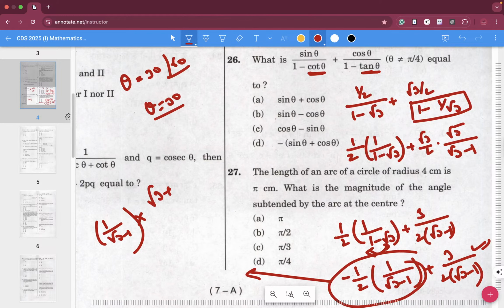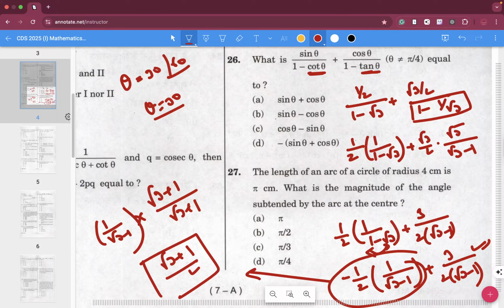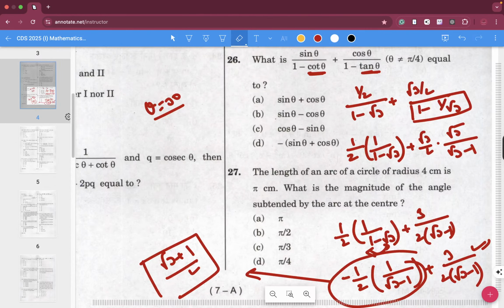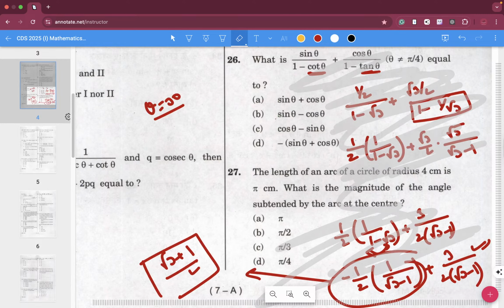Now if you do factorization, root 3 plus 1, root 3 plus 1, right? So how much do you get? Root 3 plus 1, a plus b into a minus b. Root 3 minus 1 into root 3 plus 1, a square minus b square. How much do you get? Root 3 plus 1 by 2 over here. We have taken theta is equal to 60, right? Theta is equal to 60 we have taken. We have solved for all of this already, right?